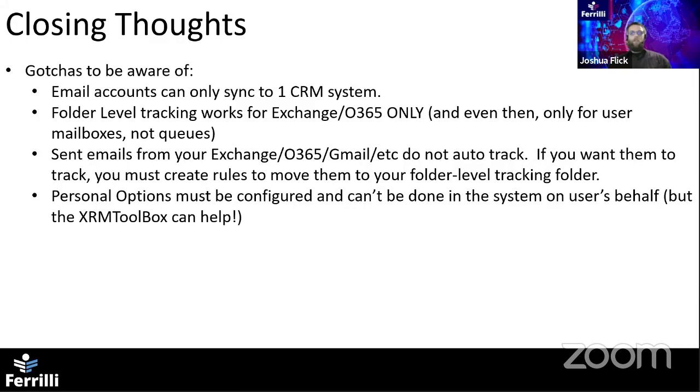Next, sent emails from Exchange, Office 365, SMTP, whatever, do not track into the CRM unless you are sending them specifically from the CRM. So if you're sending an email specifically from your own Outlook or Exchange or Gmail, those do not auto track with all the stuff that we've looked at today. If you need to have those types of emails tracked, if you're using folder level tracking, you can set up a rule to copy that outbound sent email into that folder level tracking folder to allow it to automatically track against the appropriate records.